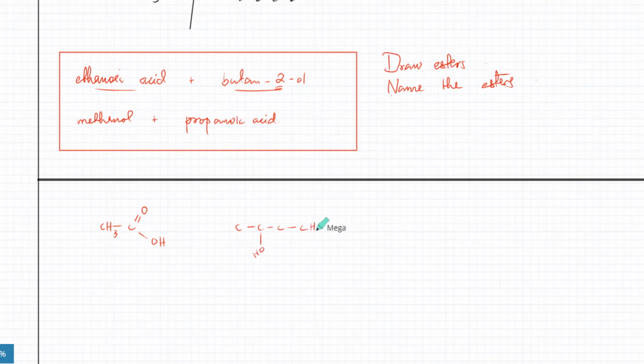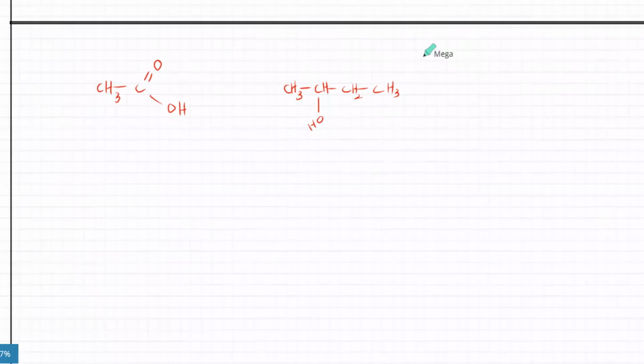This one will have 3 hydrogens. This one will have 2 hydrogens. This one over here will have just 1 hydrogen. And this one will have 3 hydrogens as well. तो ये आपके पास molecule आ गया और इन दोनों का ester बनाना है.